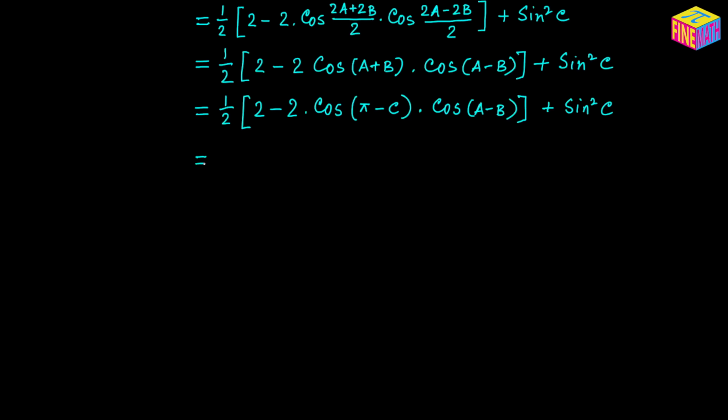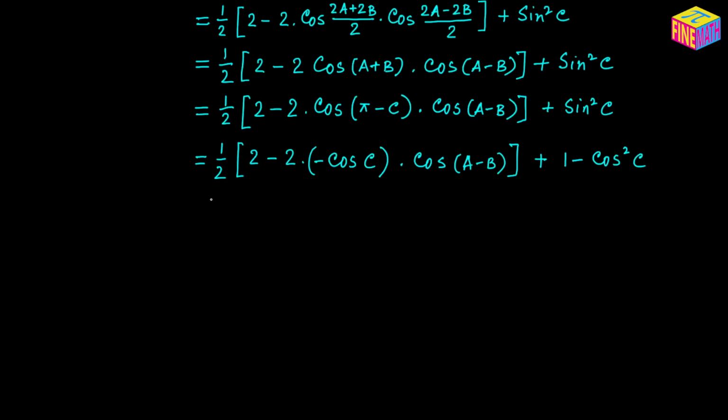Well, this is equal to 1/2 times, within the bracket, we have 2 minus 2 times negative cosine of c times cosine of a minus b plus this sine squared of c. Now what I'm going to do, I'm going to convert this into 1 minus cosine squared of c, using the Pythagorean identity. I'm converting sine squared of c into 1 minus cosine squared of c.